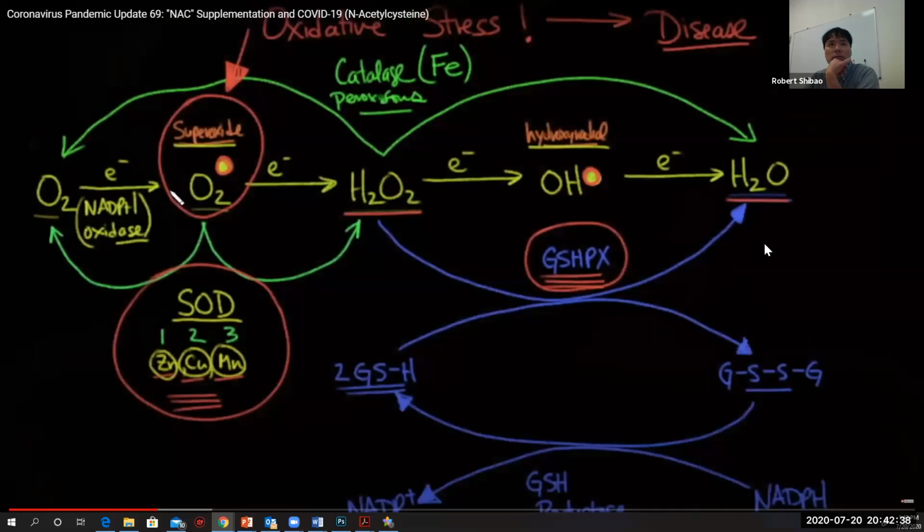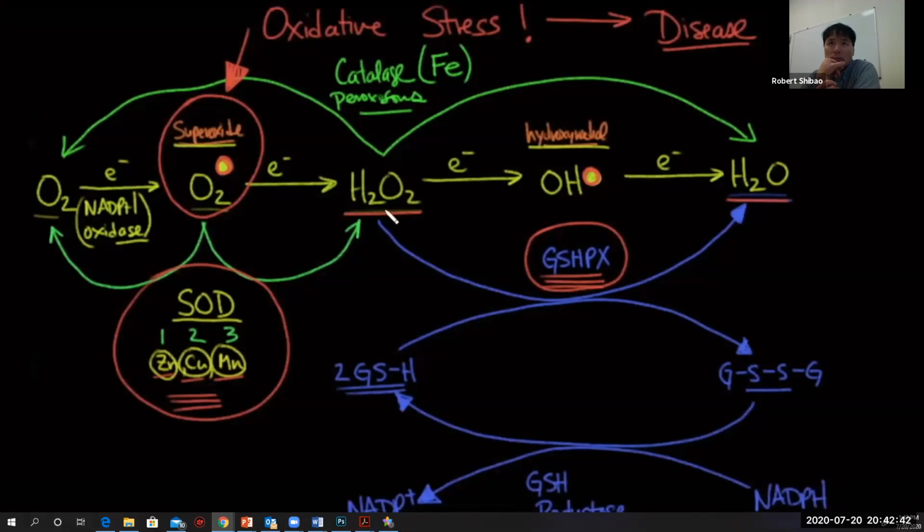And that superoxide, which is right here, is going to cause production of hydrogen peroxide and a whole bunch of other hydroxyl radicals, which can cause oxidation and destruction of endothelial cells and possibly even thrombosis.